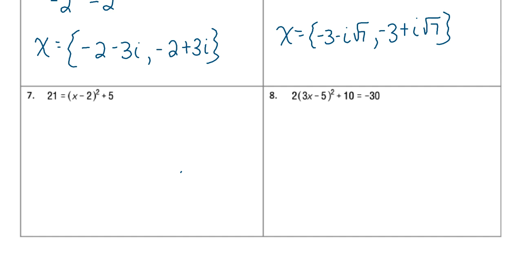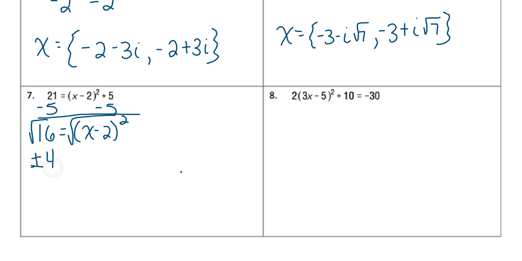Same thing for number 7 here. Let's start by subtracting the 5 from both sides. So we're going to get 16 equals x minus 2 squared. Now that I've isolated that quantity squared, I'm going to square root both sides. And that's going to give me plus or minus 4 equals x minus 2.